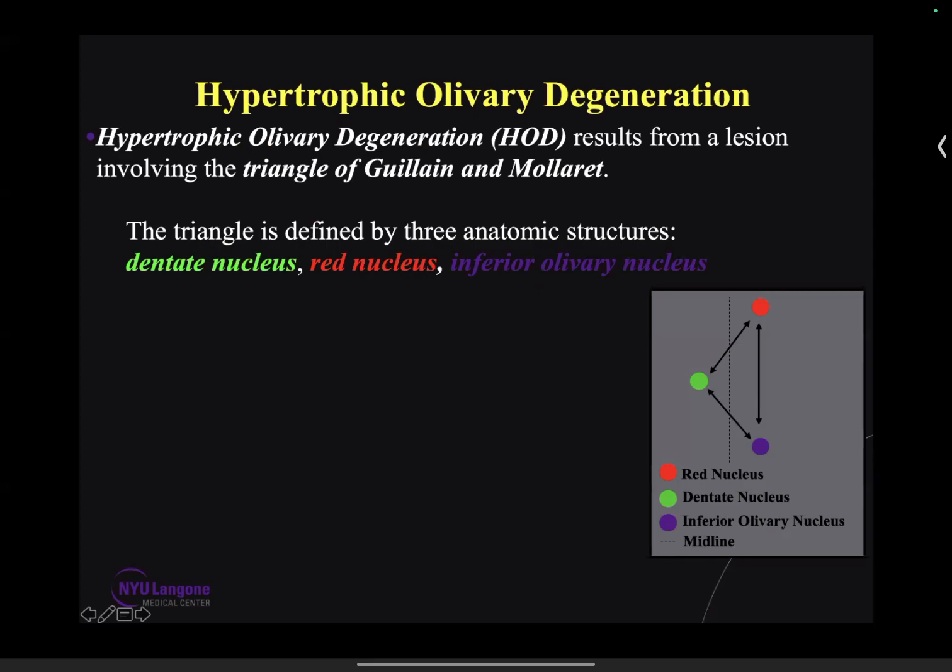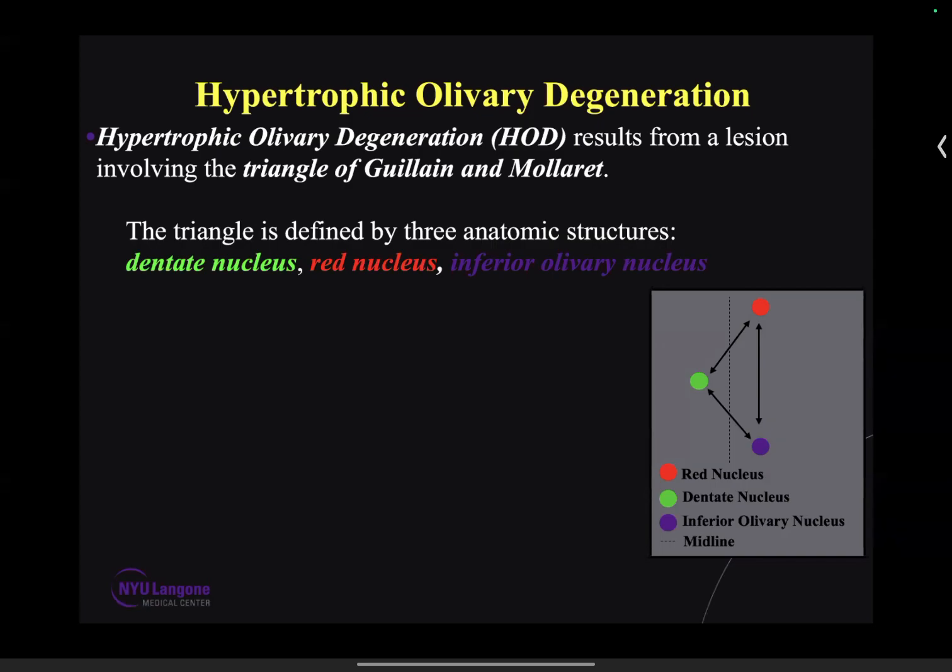This triangle is formed by the dentate nucleus, which is connected to the contralateral red nucleus through the superior cerebellar peduncle, as we looked at, the fiber tract. And then this red nucleus is connected to the same side inferior olivary nucleus through a tract called the central tegmental tract. And then the dentate to the contralateral inferior olivary nucleus is connected through the inferior cerebellar peduncle. So superior cerebellar peduncle, central tegmental tract, inferior cerebellar peduncle, and this pathway, this triangle, is called the Guillain-Mollaret triangle.